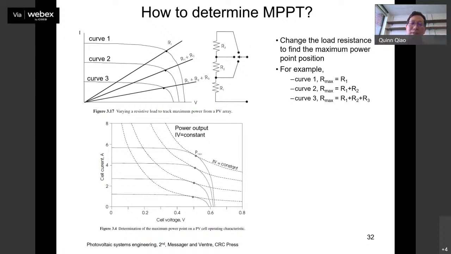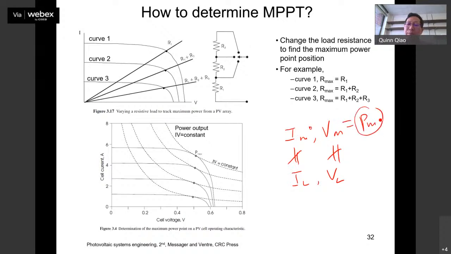Once you figure that out, you can use that maximum power point as the input for the load. So now you know that you have IM and VM. But your load's I and V may not equal IM and VM. That's why you take IM times VM to get PM, and then PM is output as power to your load, and your load has a different I and V.